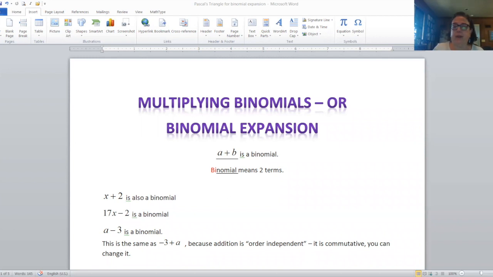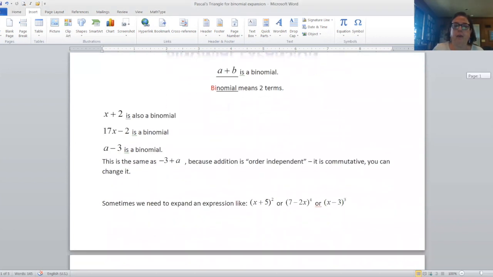And here are some examples of very common binomials that you've encountered. X plus 2, see, two terms separated by a plus or a minus. 17x minus 2, a minus 3, or we could write it as negative 3 plus a, because we know that the order doesn't matter in addition. Addition is commutative. Now, the binomial itself is not really a scary object, just two terms.